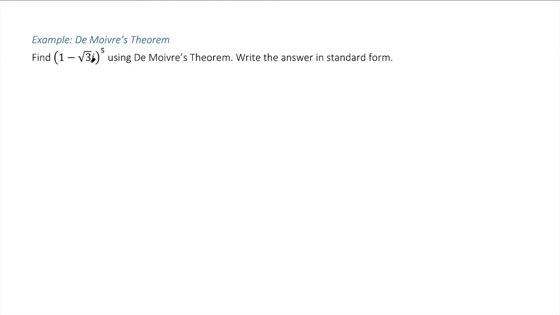Find (1 minus root 3i) to the 5 using de Moivre's theorem. Write the answer in standard form. So in order to use de Moivre's theorem, we need something.